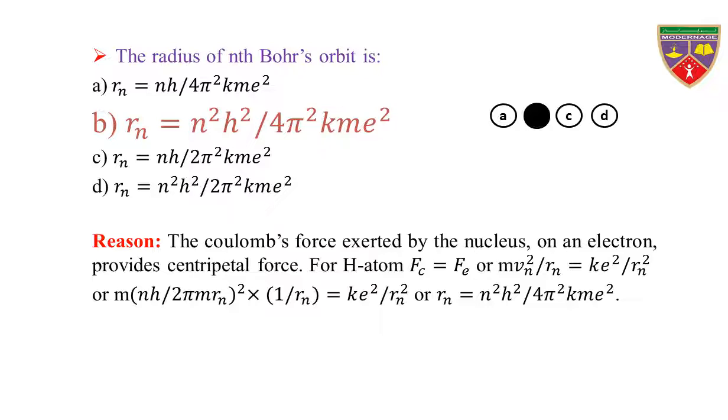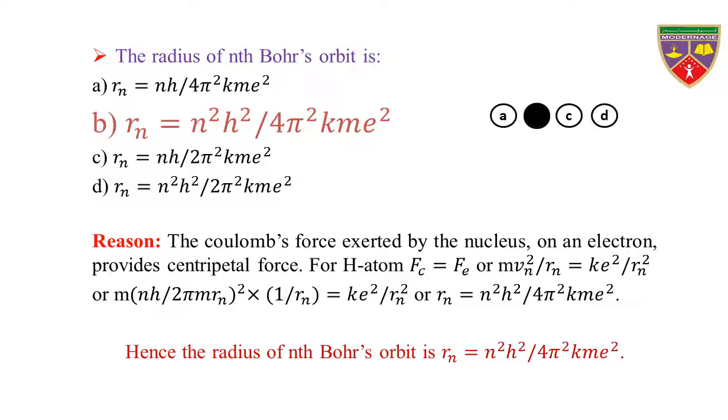and it is 9 into 10 power 9, or m into (nh divided by 2 pi m rn) whole square into 1 over rn is equal to k e square divided by rn square, or rn is equal to n square h square divided by 4 pi square k m e square. This result is given by the simplification. Hence, the radius of nth Bohr's atom is Rn is equal to n square h square divided by 4 pi square k m e square.